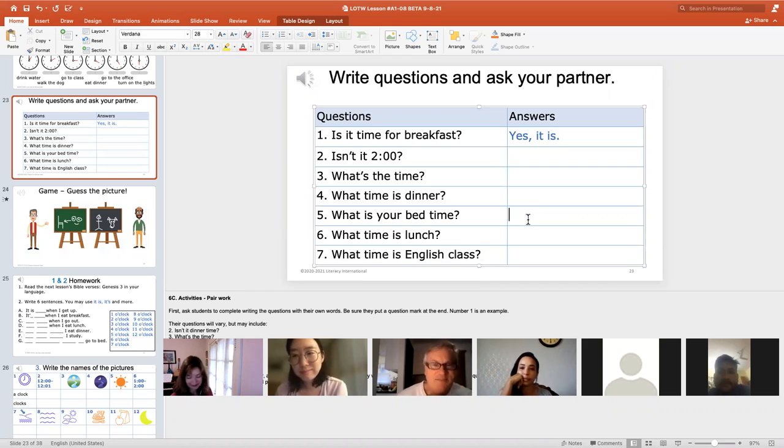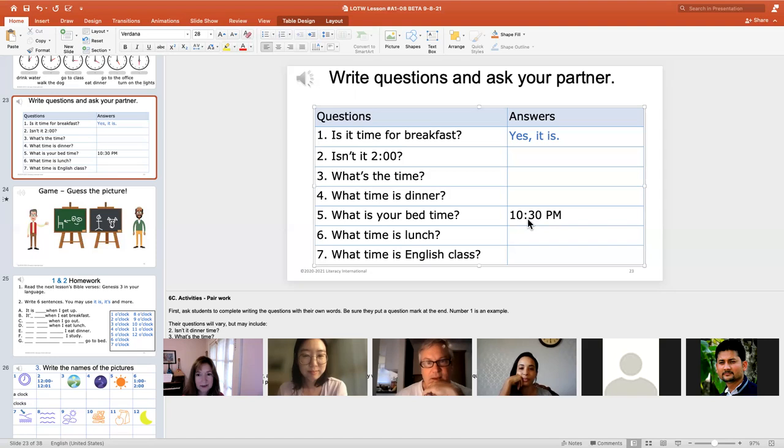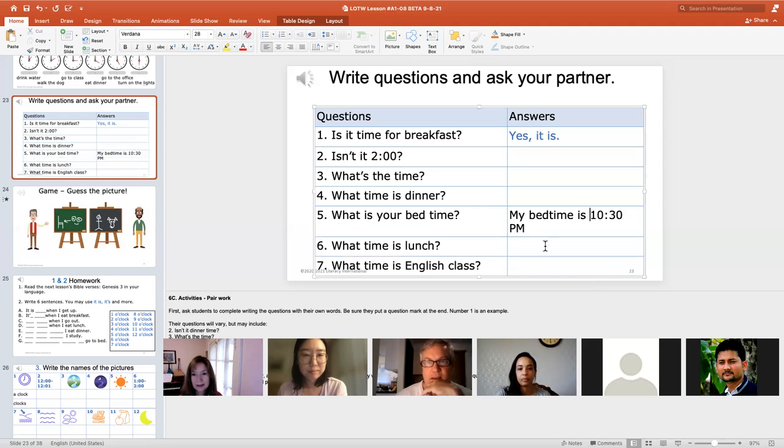10:30 p.m. Okay, good. And then I can write your answer in here, 10:30 p.m. Now, if we want to make it a little more challenging, we can have them do a complete sentence and say, my bedtime is 10:30 p.m. and make sure they put a period at the end of the sentence.